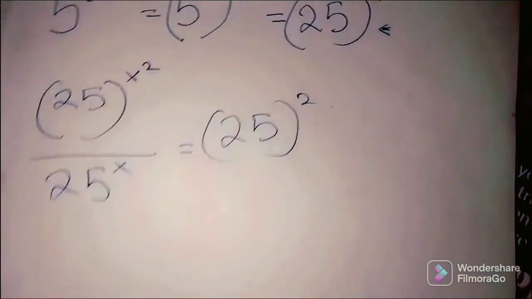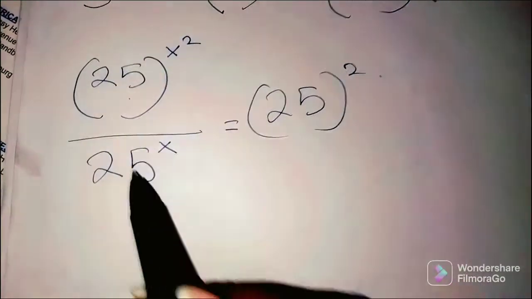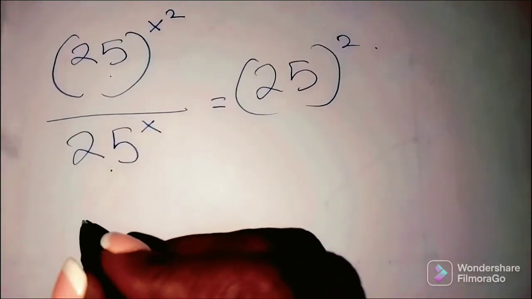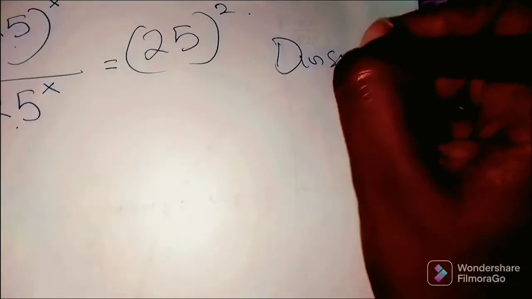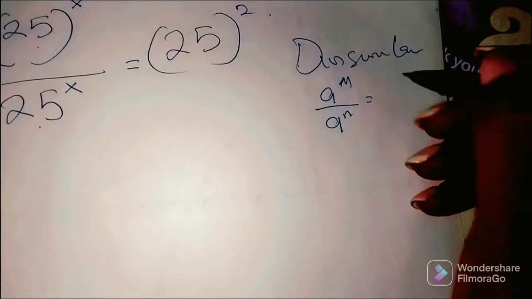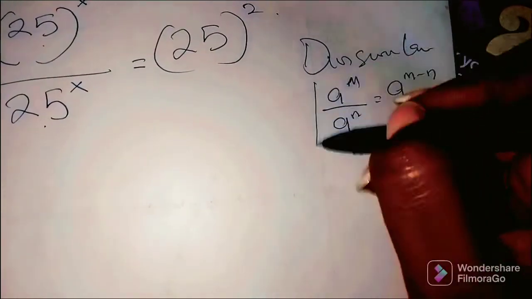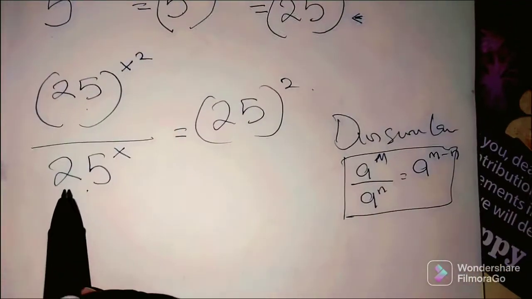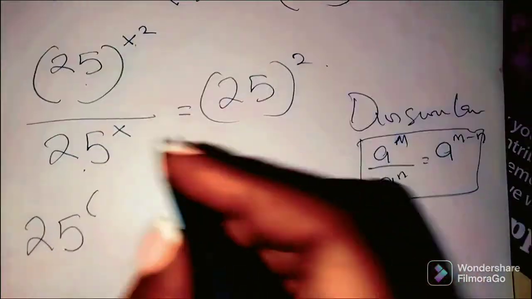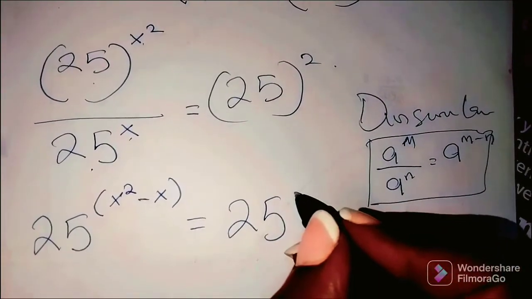So now remember, we have a fraction here. So how are we going to tackle this now? We will say we have a common numerator and a common denominator. So we're going to apply our division law of indices. Remember the division law of indices. The division law states that a raised to power m all over a raised to power n is equal to a raised to power what? m minus n. So we're going to apply this division law into this fraction exponent. So we will say 25 raised to power x squared minus x equal to 25 raised to power 2.